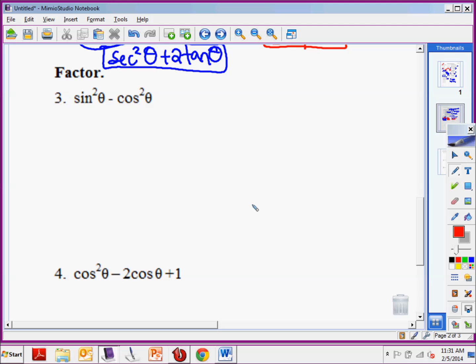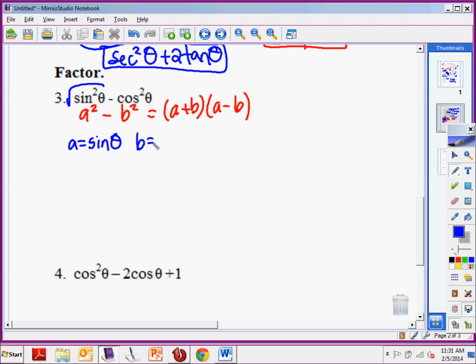Good one, AJ. All right, what I have here is a squared minus b squared. And I know when I factor it, it's going to become a plus b and a minus b. I just have to figure out what a and b are. Mathematically, to find a and b, you're taking the square root of the terms. So what's the square root of sine squared? And to find your b, what's the square root of cosine squared? Now, do I know my a and my b?